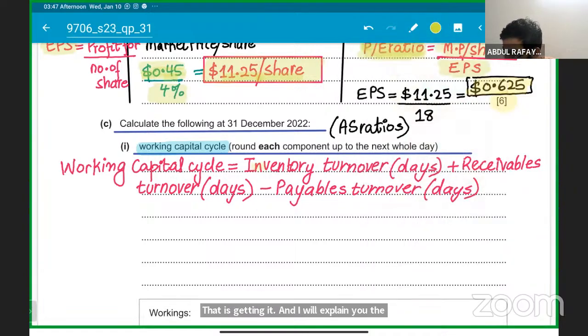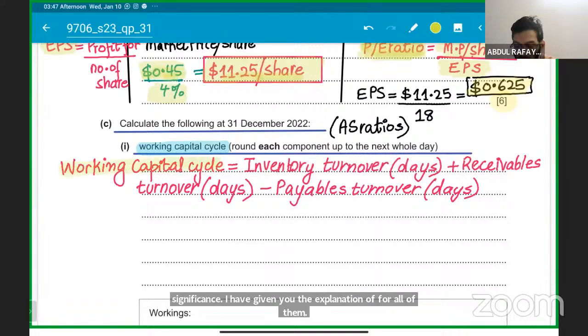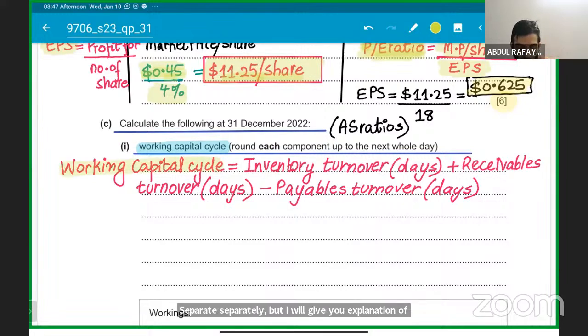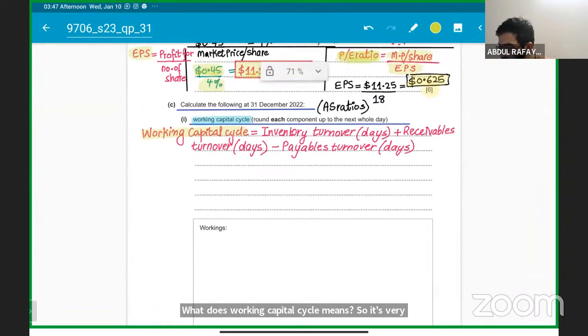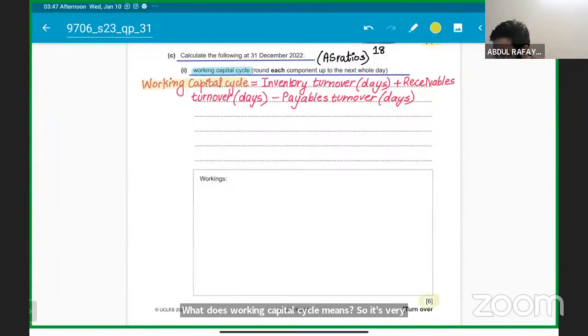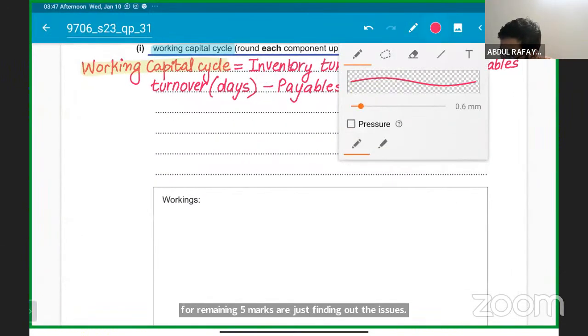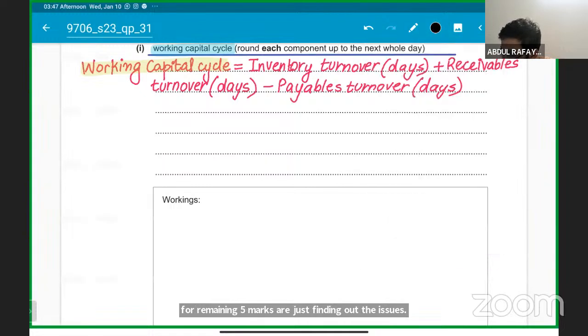I have given you the explanation for all of them separately, but I will give you the explanation of working capital cycle as well. What does working capital cycle mean? So it's very simple. 6 marks means simple. 1 mark is for the answer. Remaining 5 marks are just finding out the ratios. So let's quickly find out with the workings.